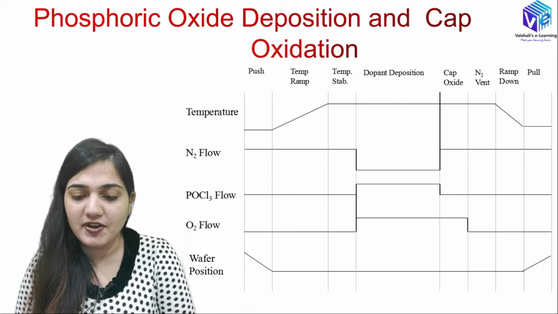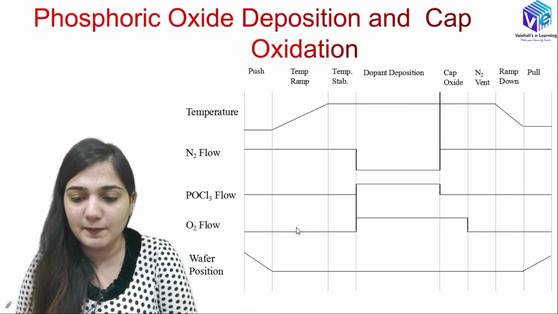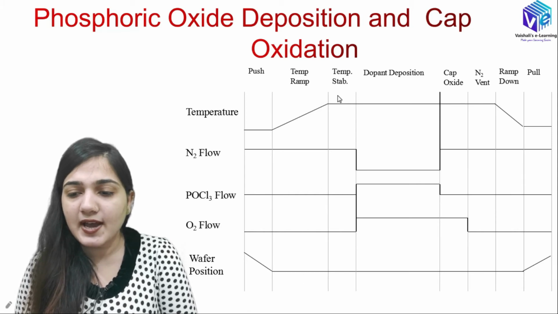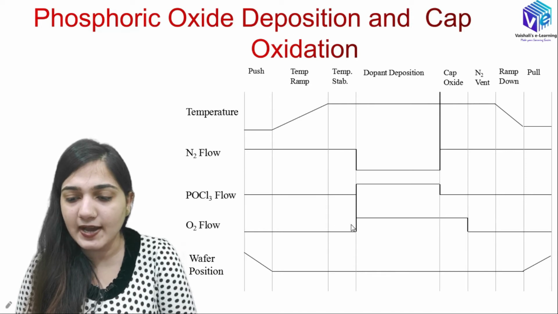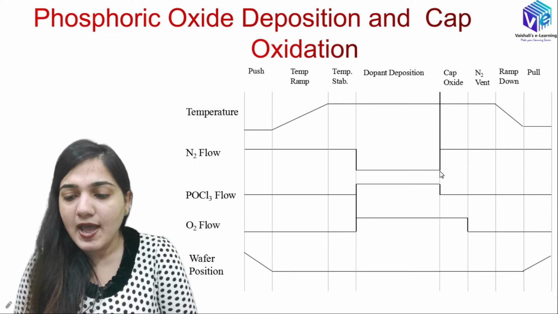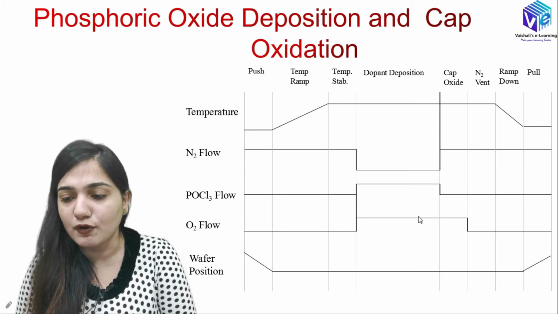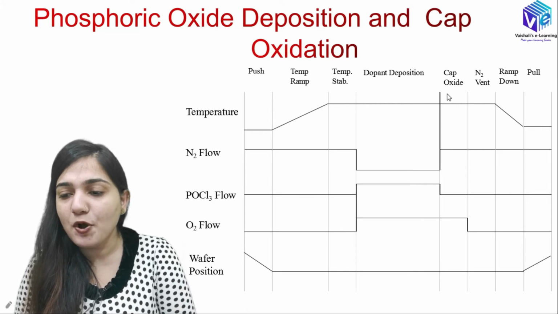Okay, so now the wafer is moving in the push step. Now we are increasing the temperature while keeping all of the parameters the same. Then we are doing the temperature stabilization, all of the parameters are the same. Now in the dopant deposition, we are reducing the nitrogen flow and increasing the POCl3 flow and the O2 flow. Okay, so then we have the cap oxide formation.